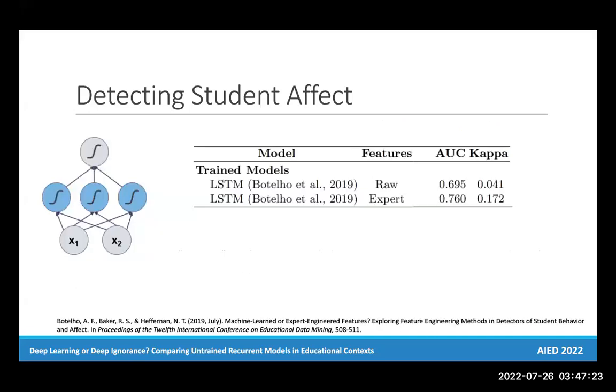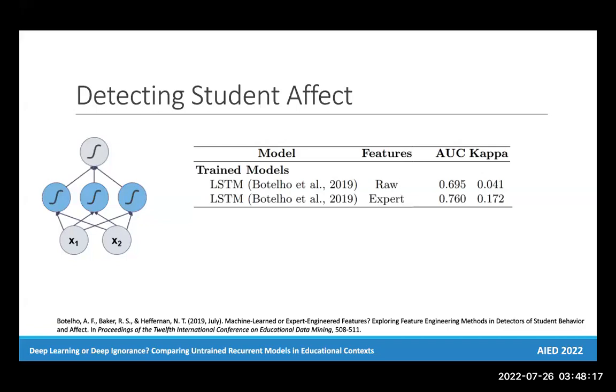And just to give an idea of how well the prior works have done at this task, we can see that the LSTM model using the raw features saw an AUC of 0.695 and a relatively low kappa of 0.04. And the LSTM that was trained, again, in prior work, these are both trained models, utilizing the expert features, saw an AUC of 0.76 and a kappa of 1.7.